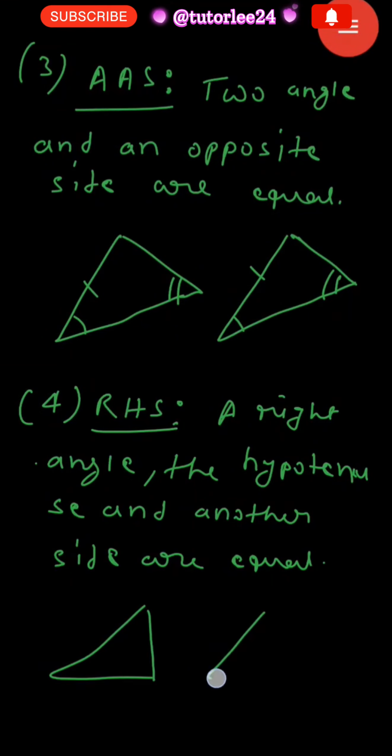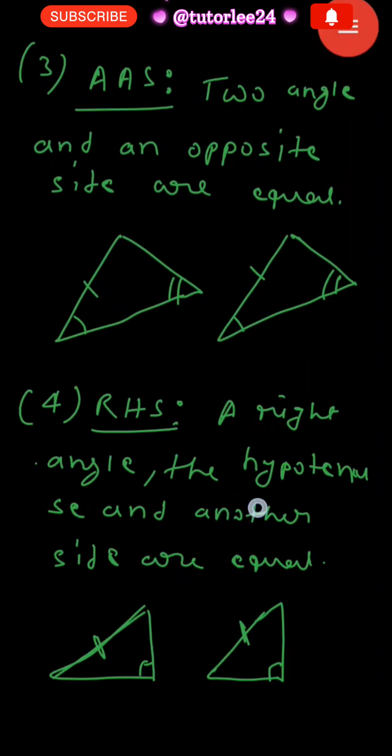Suppose here is one right angle, and another right angle is given. So in these two triangles, 90 degrees, and here given are a right angle, the hypotenuse and the other side. Hypotenuse means the side which is opposite to 90 degrees; it is always called the hypotenuse. So this side must be equal to this side. The hypotenuse must be equal and one of the other sides, either this or this. If any of the other sides are equal, then they are said to be congruent by RHS.